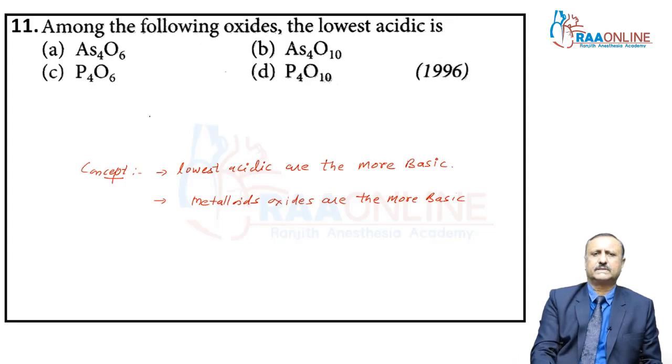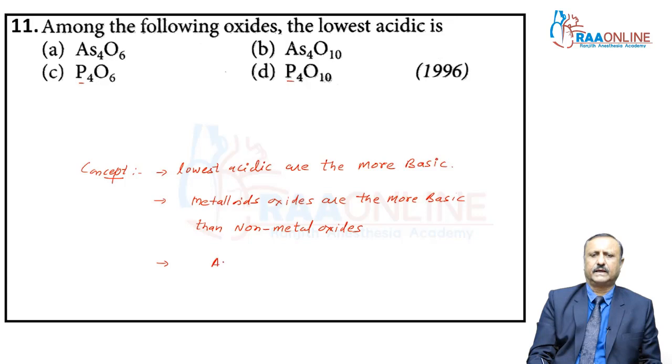Metalloid oxides are more basic than non-metal oxides. Here you can see this is the metalloid oxides. These are more basic than non-metal oxides. Here this is non-metal and here this is also non-metal. Now we can see the metalloid oxides here, As4O6 and As4O10.